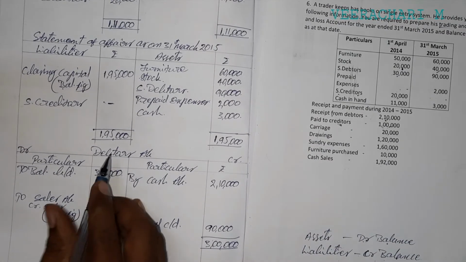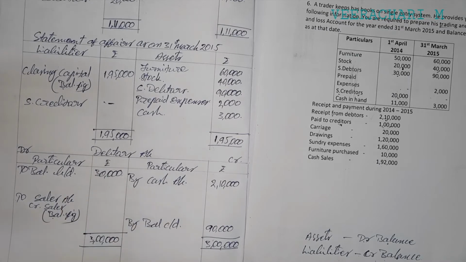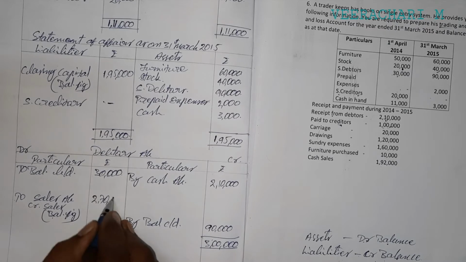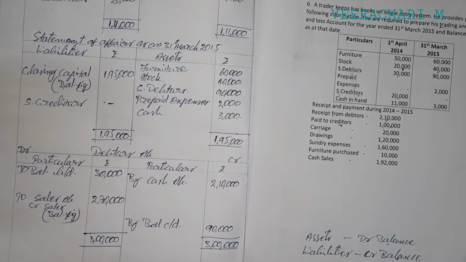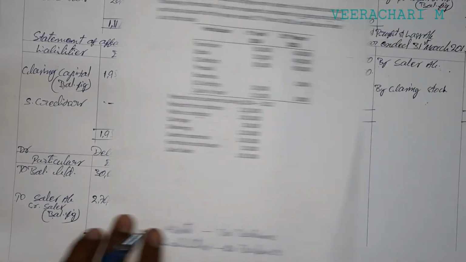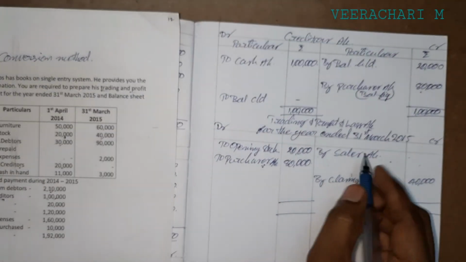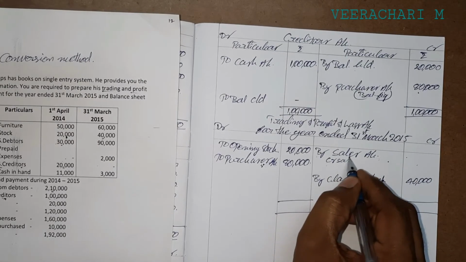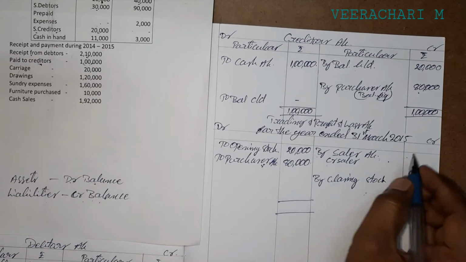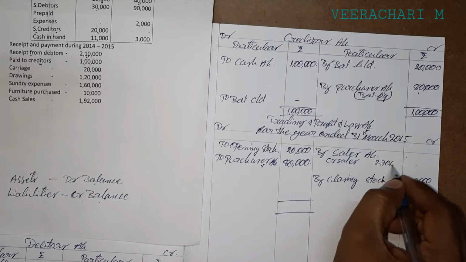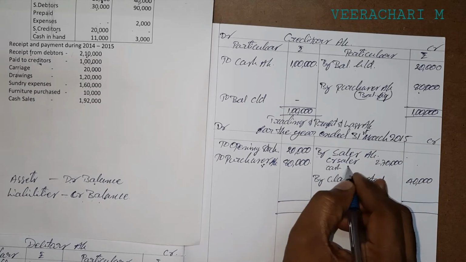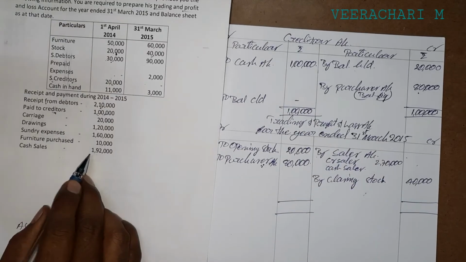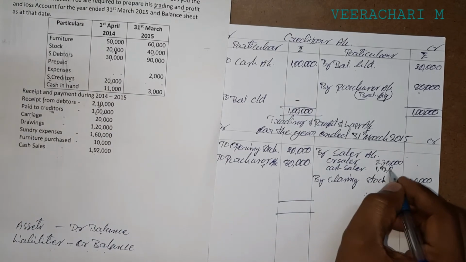So first of all you can compute credit sales with the help of debtors account. That is 3 lakh minus 30,000, which is equal to 2,70,000. This 2,70,000 is called as credit sales. Now you can come to trading account, credit side, under sales, credit sales 2,70,000. Next, cash sales, this is given in the question. Cash sales is 1,92,000.